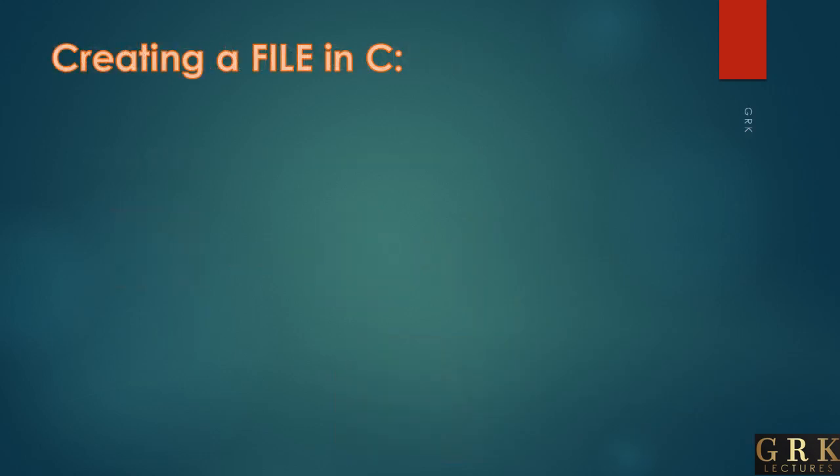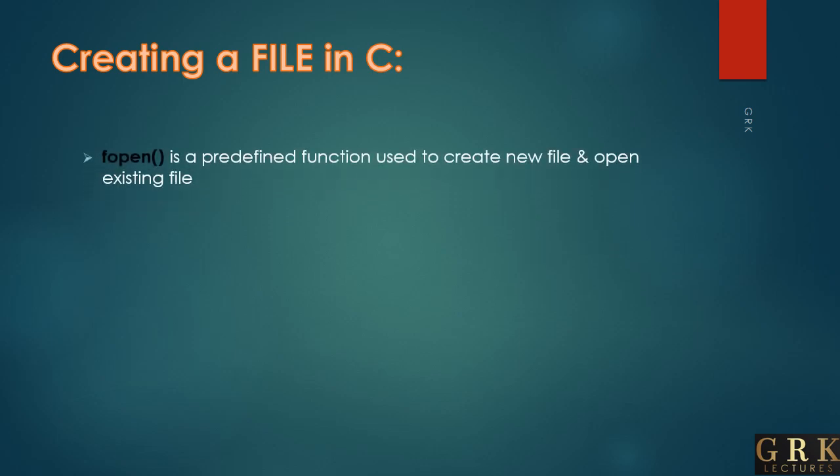Now here, first we discuss how to create a file by using C language. The fopen function is a predefined function. It is used to create the file. If the file which we are trying to create is not available in our system, meaning in our directory, a new file will be created. Otherwise, if that file already exists in our working directory, that same file will be opened in different modes. So let us see.